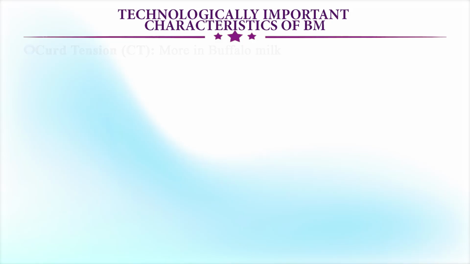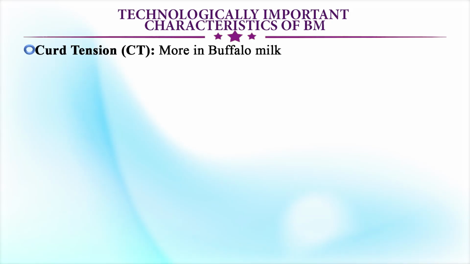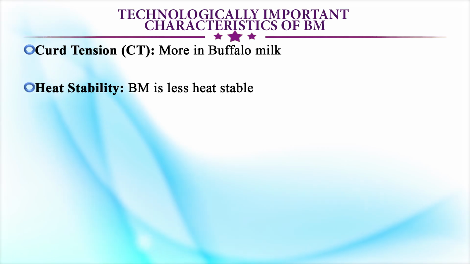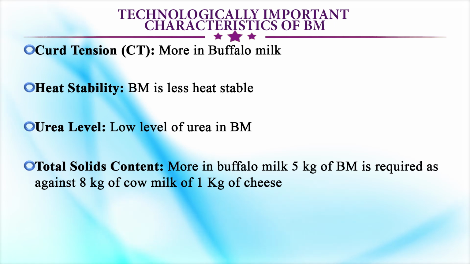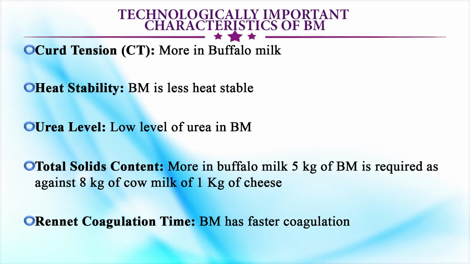Technologically important characteristics of buffalo milk: curd tension is more in buffalo as compared to cow milk. Then the heat stability of buffalo milk is less as compared to cow milk. Urea level is also low. Total solid contents are more in buffalo milk, like 5 kg of buffalo milk will give 1 kg of cheese, while 8 kg of cow milk is required. Rennet coagulation time is much faster in buffalo milk.